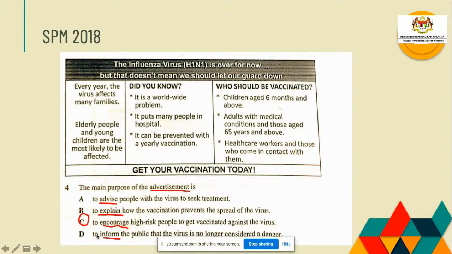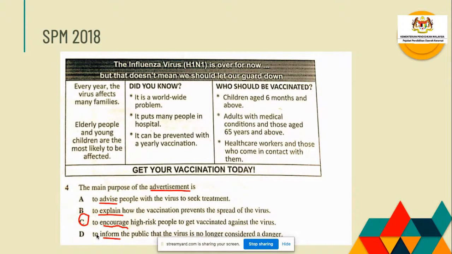So begitulah steps dia when you want to answer section A, question 1 until question 8. You have to read the question first. Read the choice of answers, identify the keyword, identify the task, apa yang soalan tu nak. Lepas tu read the graphic given or diagram given, stimuli given, read and try to understand. Kadang-kadang there are words that you don't understand. It's okay. You baca seluruhnya, baca as a whole and try to guess.